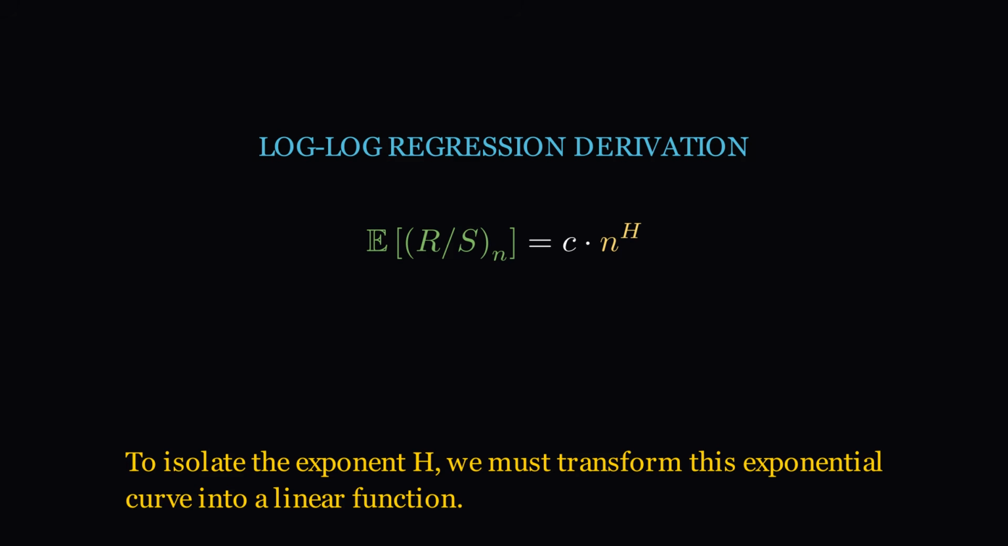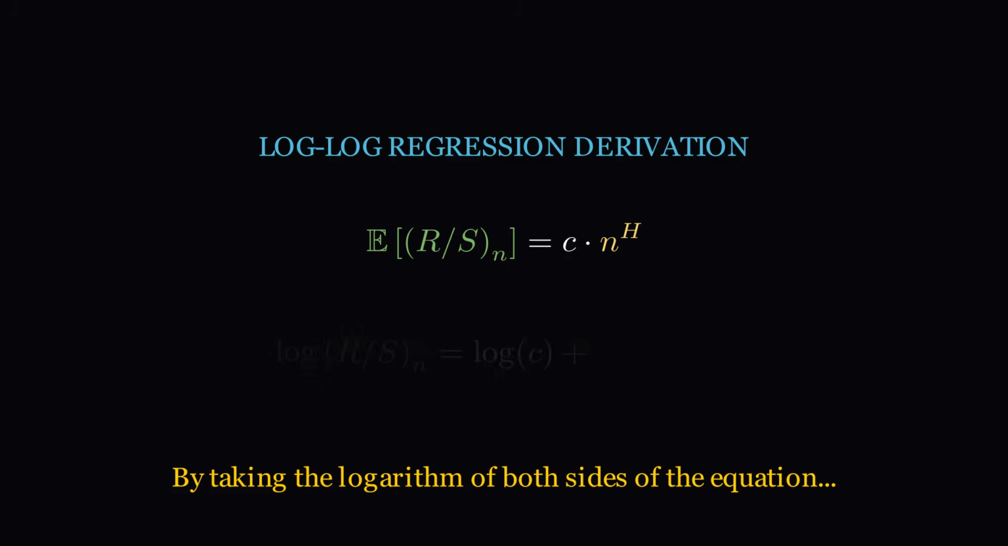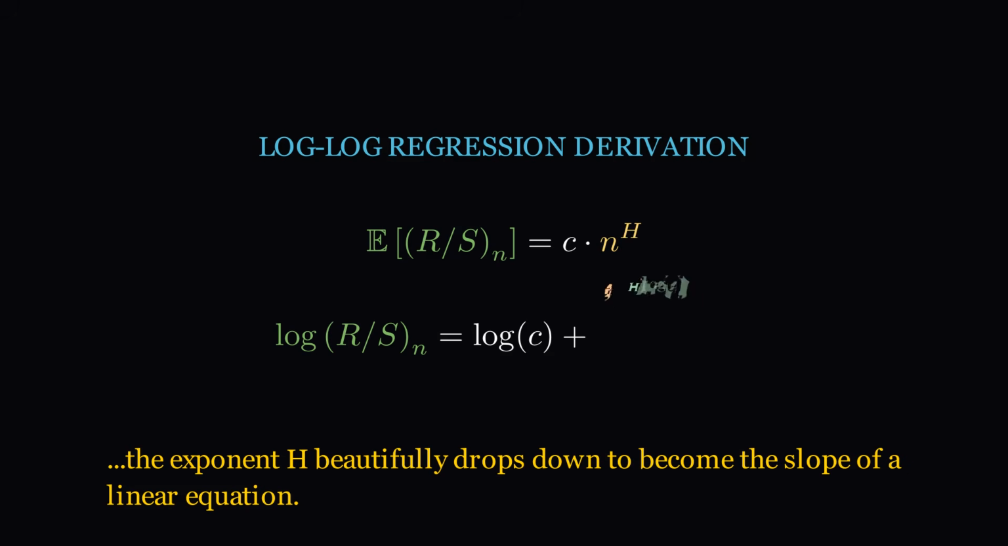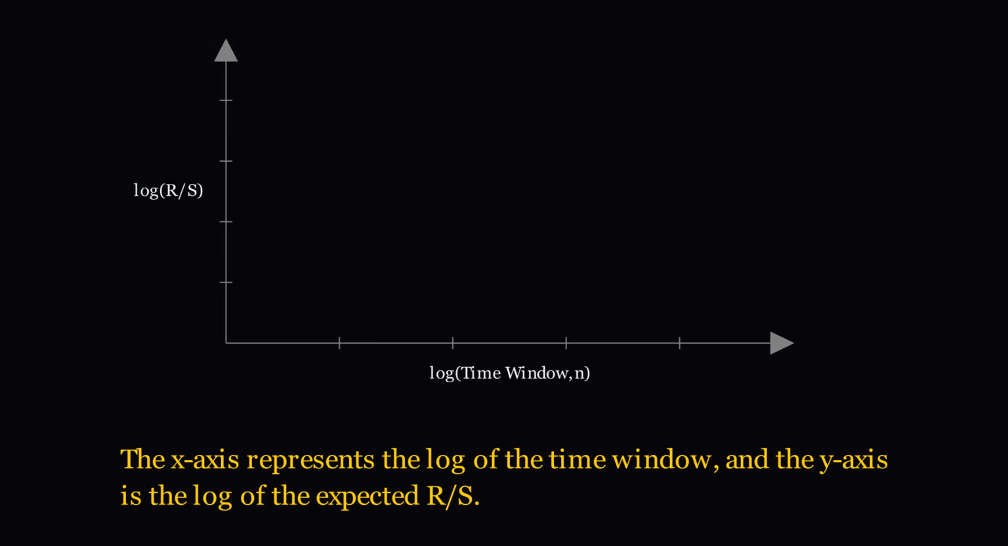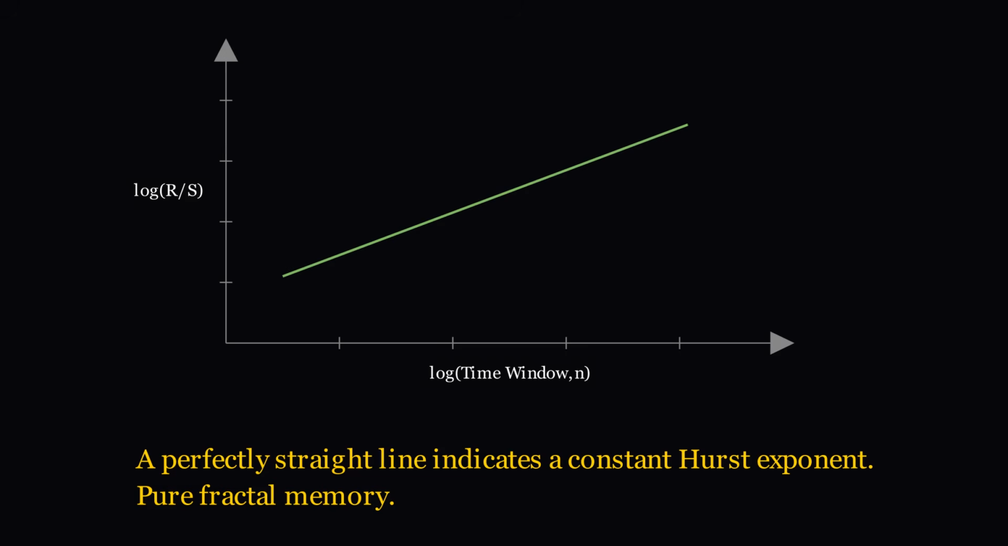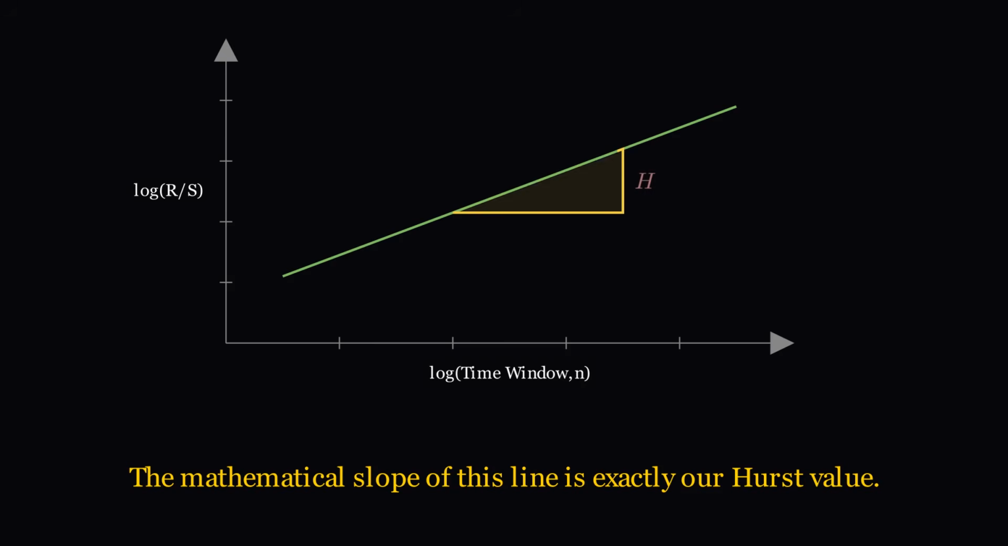To isolate the exponent h, we must transform this exponential curve into a linear function. By taking the logarithm of both sides of the equation, the exponent h beautifully drops down to become the slope of a linear equation. Let's map this transformation onto a geometric log-log space. The x-axis represents the log of the time window, and the y-axis is the log of the expected r/s. A perfectly straight line indicates a constant Hurst exponent. Pure fractal memory. The mathematical slope of this line is exactly our Hurst value.